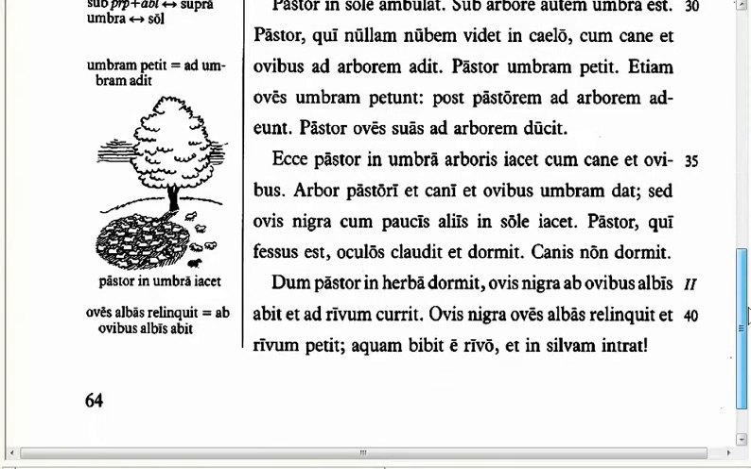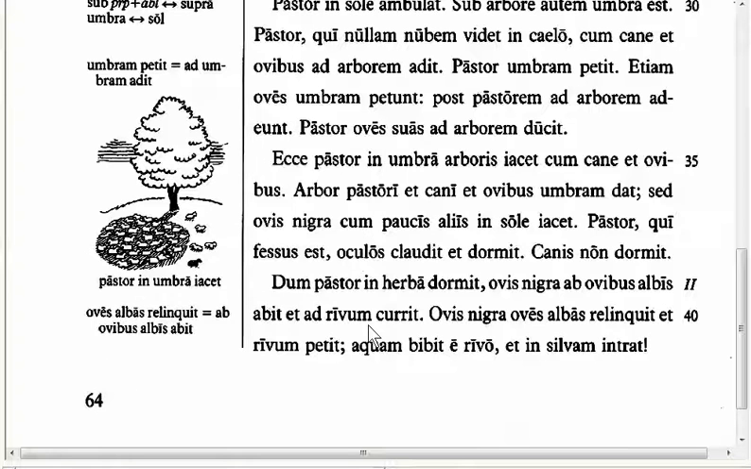That is, we have dum. Dum pastor in herba dormit, ovis nigra ab ovibus albis abit et ad rivum currit. So there are two different translations of this temporal conjunction. Conjunction links two things together, right? And so a temporal conjunction is one that shows time, from tempus, time. So this temporal conjunction can be translated here, while the shepherd sleeps in the grass, the black sheep goes away from the white sheep and runs to the river or the stream. So there is one translation of dum, while.